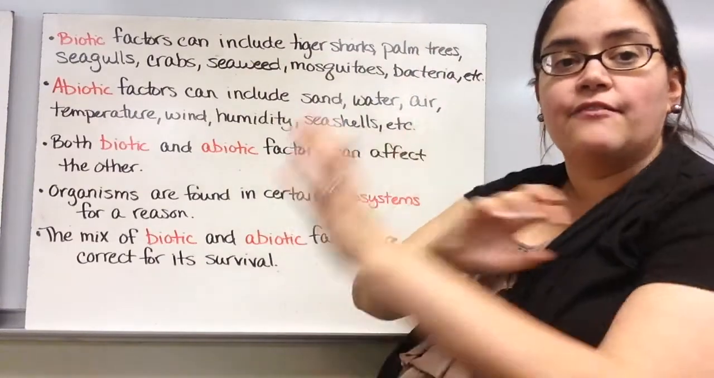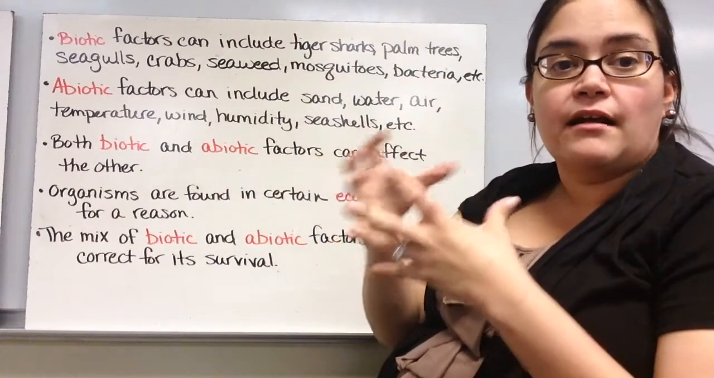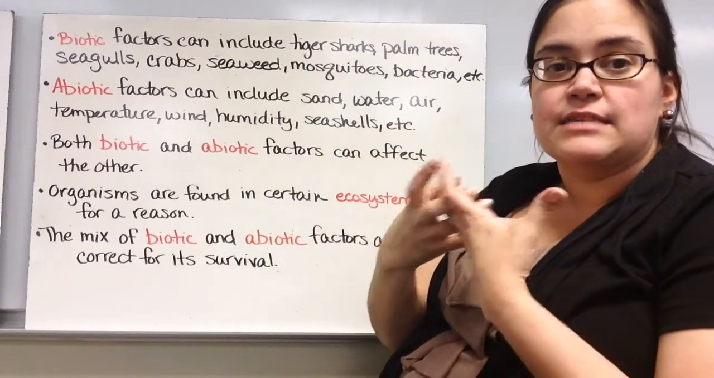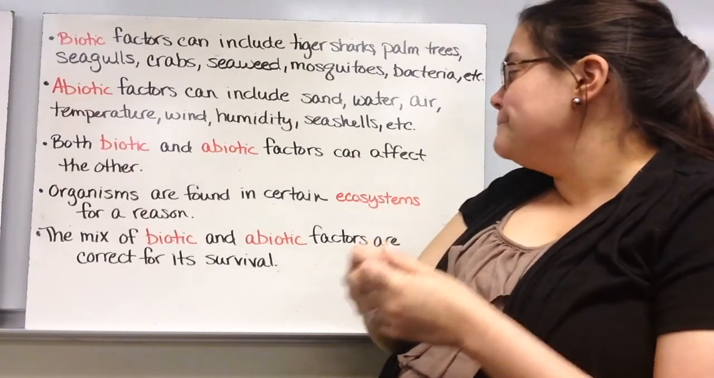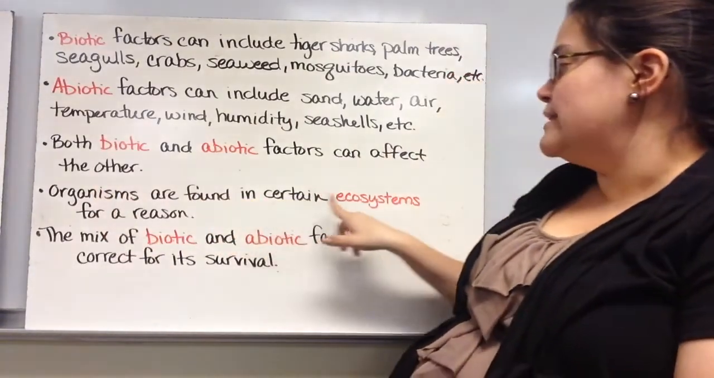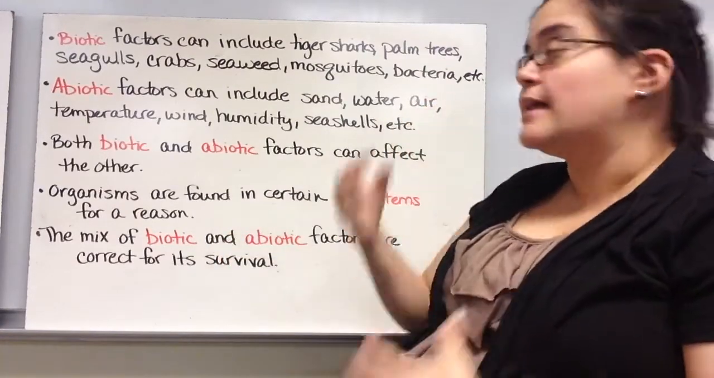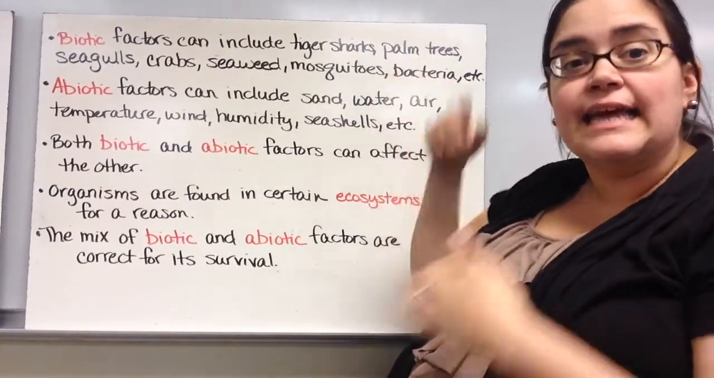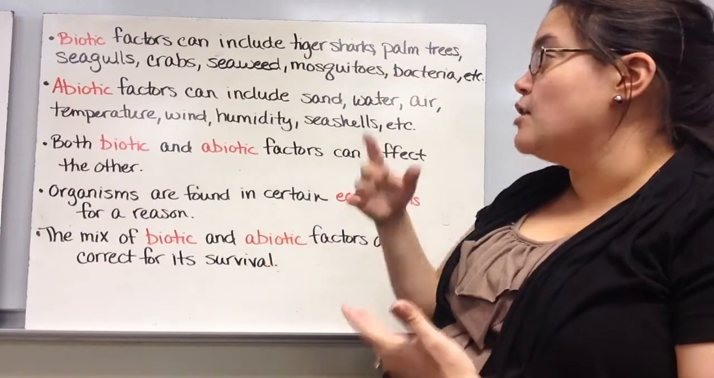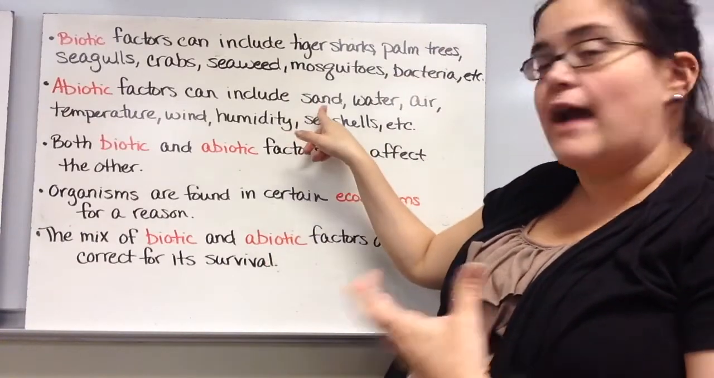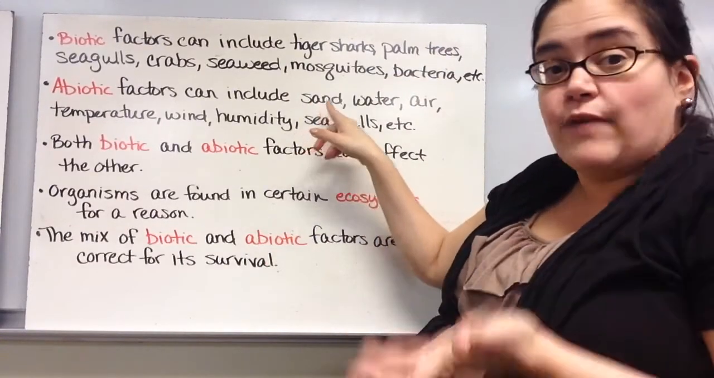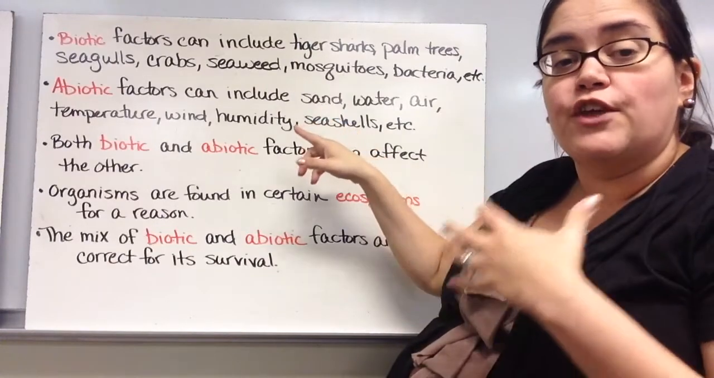Everything can affect everything else. They all live in the same area, so they're all part of this ecosystem together. Organisms are found in certain ecosystems for a reason. There's a reason we don't have palm trees in Dallas, and that's because the soil, the ground that we have, isn't right for them, or the temperature or the humidity.